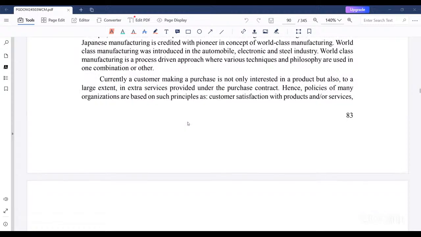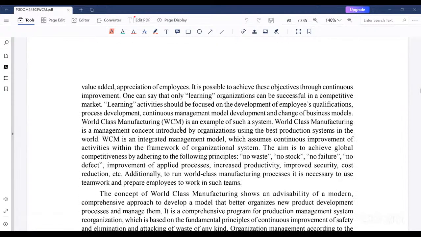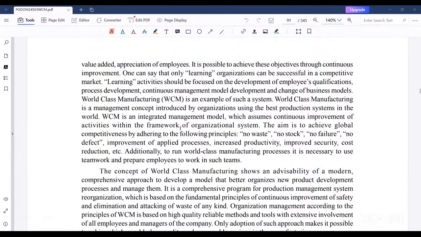So there are many policies depending on the different organizations, how they provide the product to the customer and what their requirements are. Here the customer is given the first preference in providing the product requirements. So one can say that learning organizations can be successful in a competitive market. Why? Because they always learn. It's not applicable only to organizations, even for an individual. Learning makes us improve and be ahead of others.